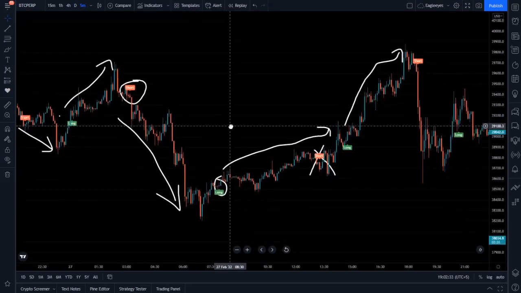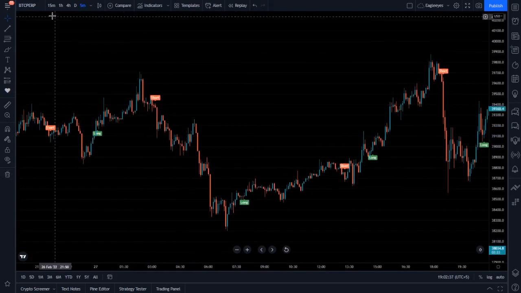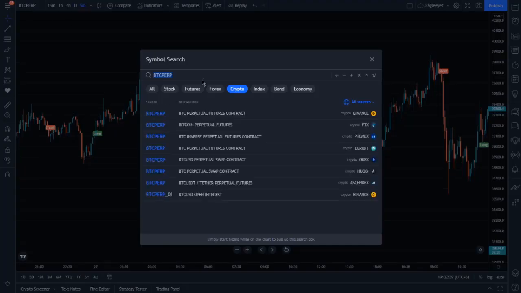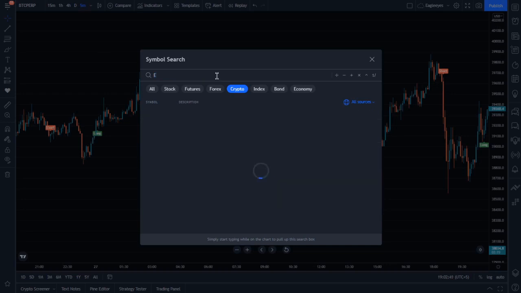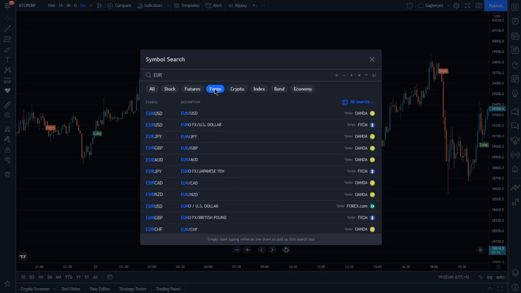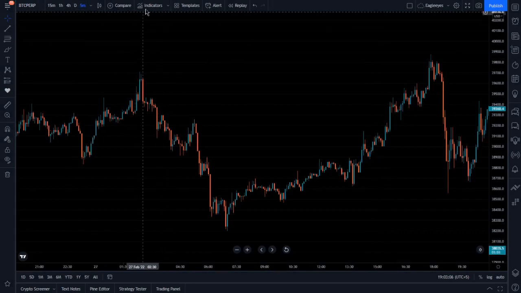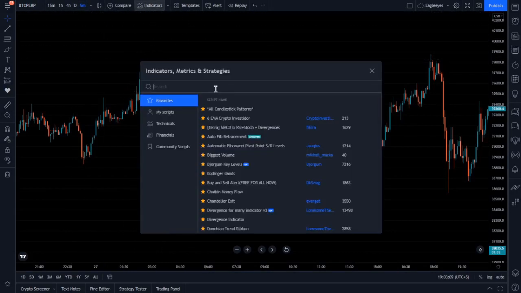So traders, let's jump to our video, and this setup that I will show you can be applicable to any market, whether it's crypto, forex or stocks, but I am a crypto trader so I will use it with Bitcoin. You can use any time frame. I am using a 5-minute chart.